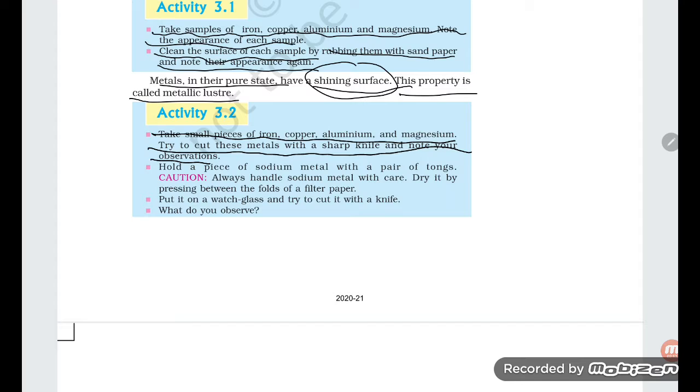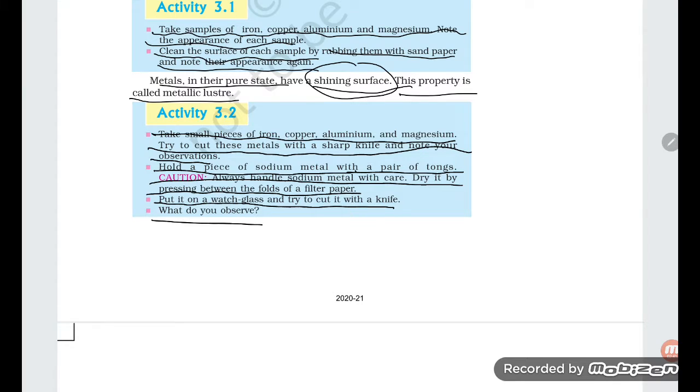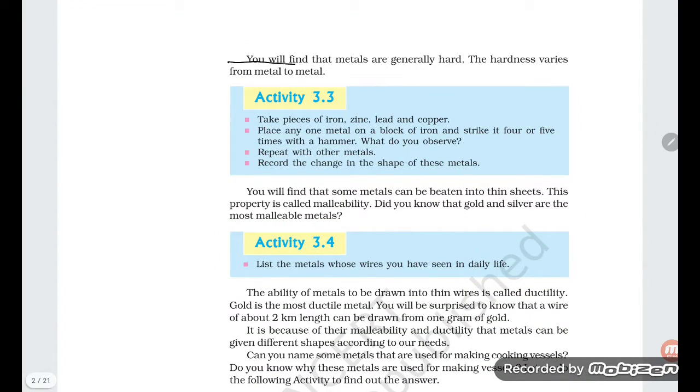You take a piece of iron, copper, and aluminum and try to cut it. Hold a piece of sodium metal with a pair of tongs. Caution: always handle sodium metal with care. Dry it by pressing between the folds of filter paper. Put it on a watch glass and try to cut it with the knife. What do you observe? You will find that metals are generally hard. The hardness varies from metal to metal. Sodium you can cut, but magnesium and aluminum you are not able to cut.